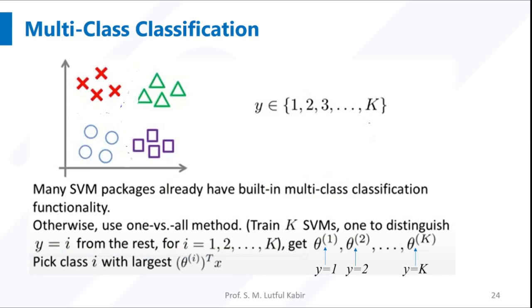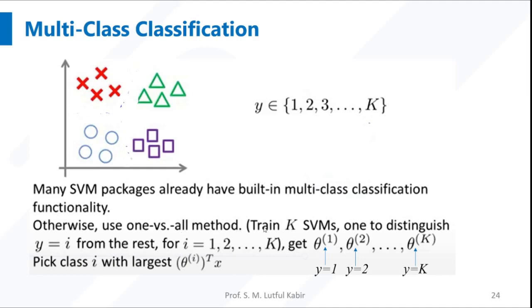You remember we discussed this topic for logistic regression, and this is similar, but there are SVM packages which already have built-in multi-class classification functionality. So instead of two classes, 0 and 1, the class could be 1, 2, 3 up to k. You can use one of those built-in packages. Otherwise, use the one-versus-all method that we have used for logistic regression.